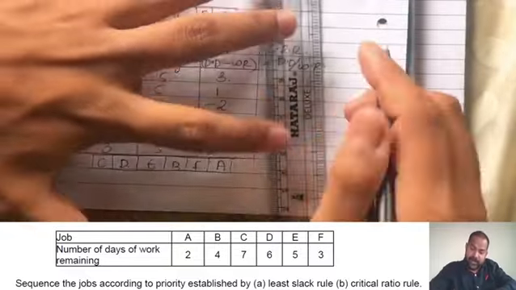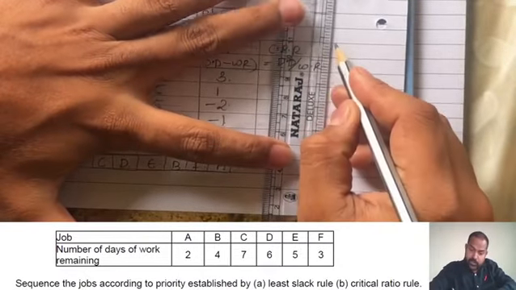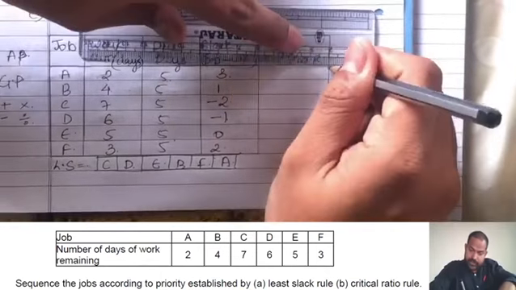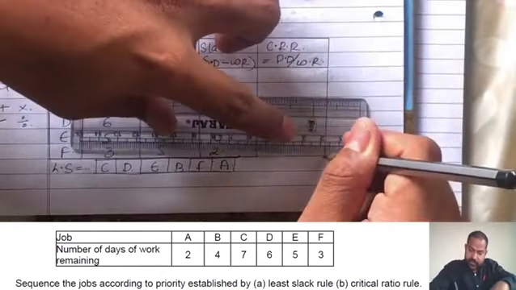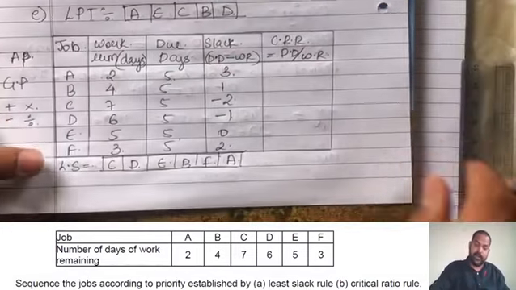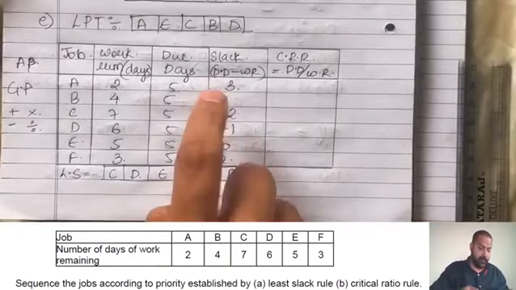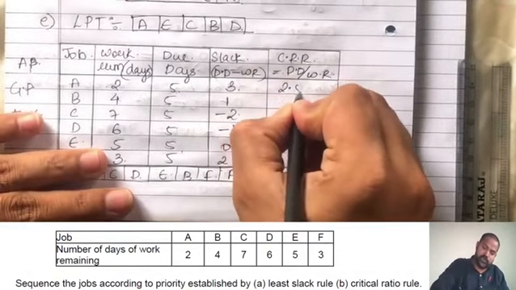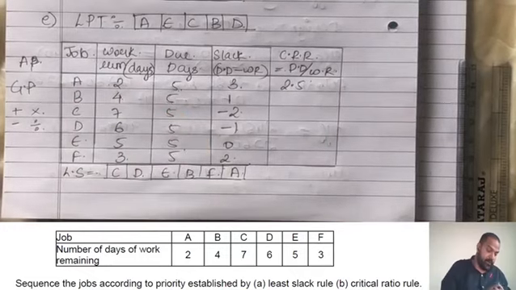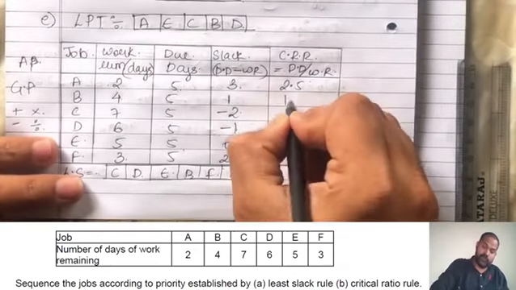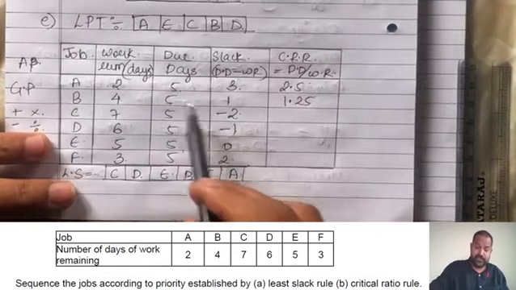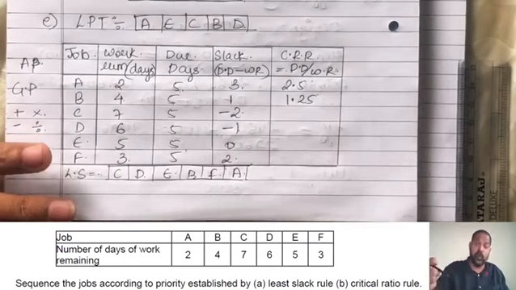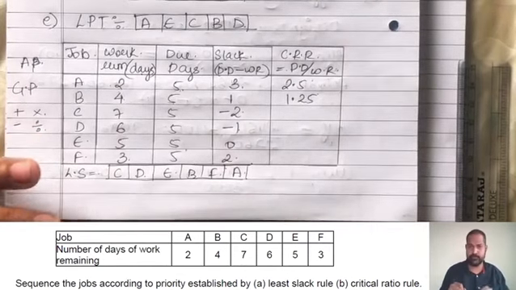So let's start taking a critical ratio. It is the due date, which is 5, divided by the number of days that the work is remaining. So number 1, 5 divided by 2 is 2.5. Very good ratio. 5 divided by 4 is 1.25. Still a good ratio. It means I can finish this job once, and then if I start again, I will be able to do another quarter of the job also.